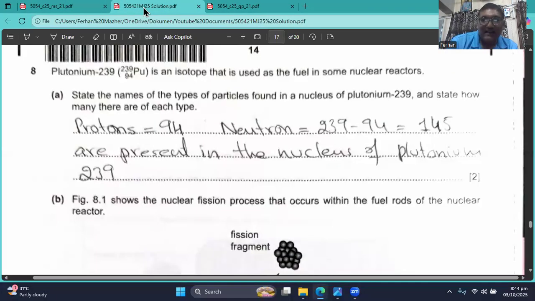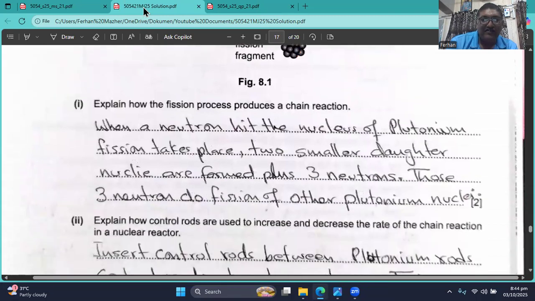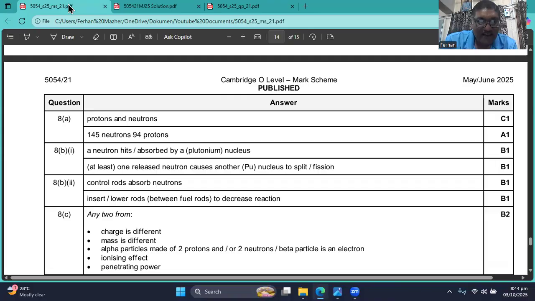I hope you understand what I have just told you, and here is what I have written. When a neutron hits the nucleus of plutonium, fission takes place. 2 smaller daughter nuclei are formed, plus 3 neutrons. Those 3 neutrons do fission of other plutonium nuclei, and this process continues. This is how the chain reaction starts. A neutron is absorbed by a plutonium nucleus. At least one released neutron causes another plutonium nucleus to split.